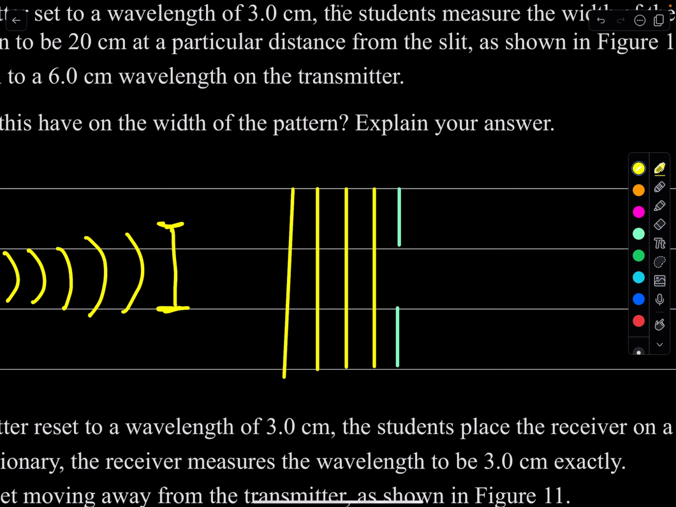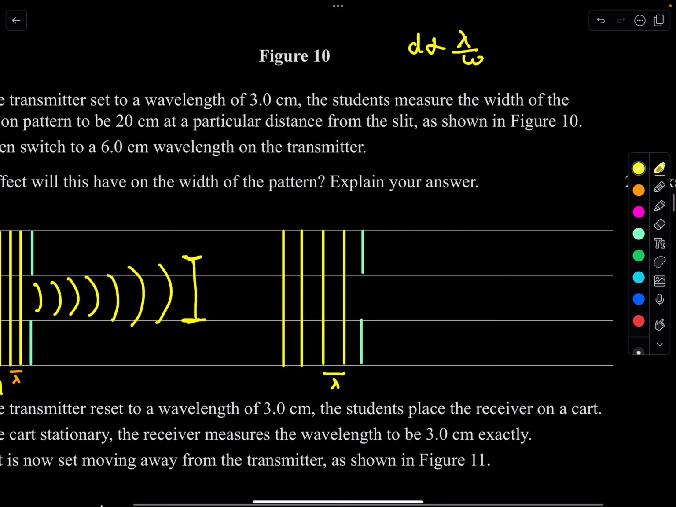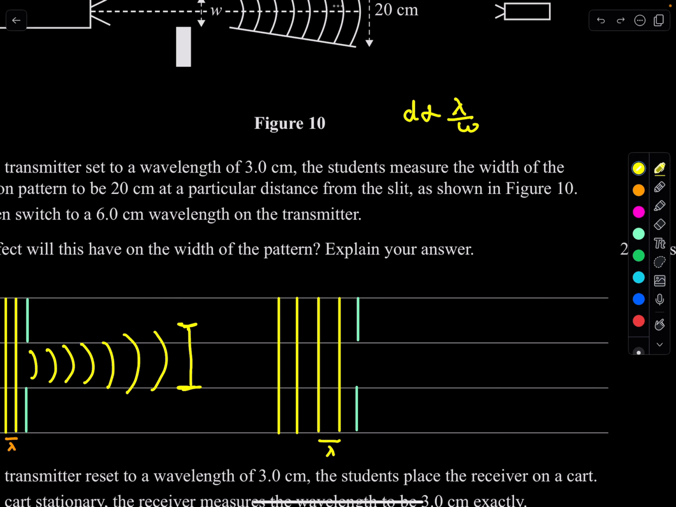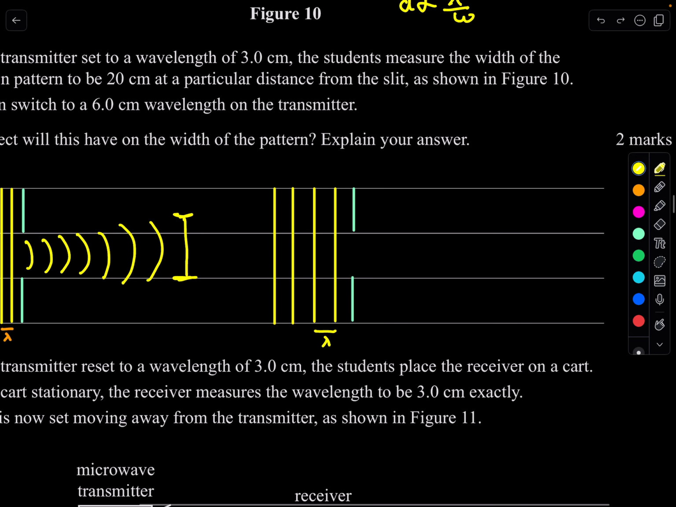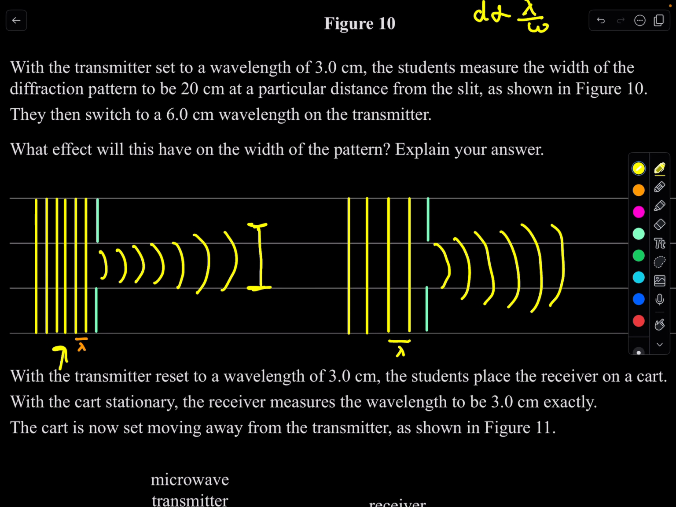Like that. So now these waves basically have a bigger wavelength. Let's say it's double, that 6 centimeter. What really happens? Now, if you've doubled your wavelength, your diffraction pattern becomes more spread. So it will look basically like this. It will become more spread, because if you have a bigger wavelength, you become more spread.